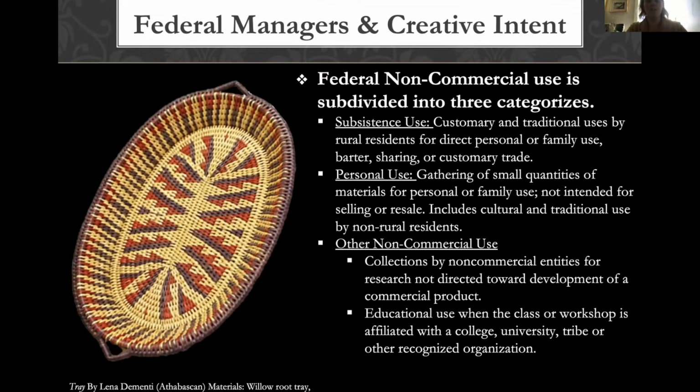And that's the one that has the highest priority for federal management. If limited resources are available, subsistence use has the primary use. And again, you can utilize that for commercial trade and barter. The second one is personal use.